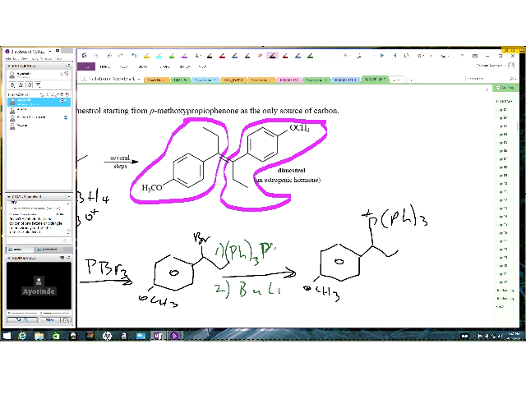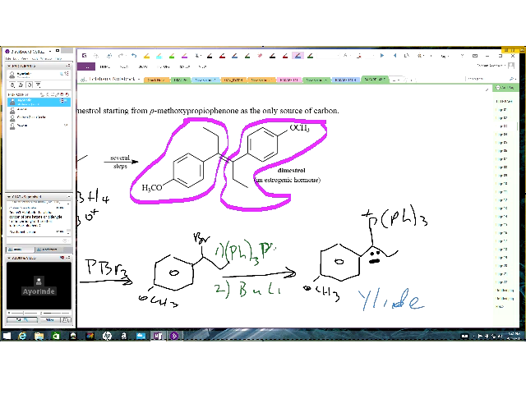Keep in mind your Wittig. And so you make your ylide. This is what we call a ylide. This is your Wittig reagent.